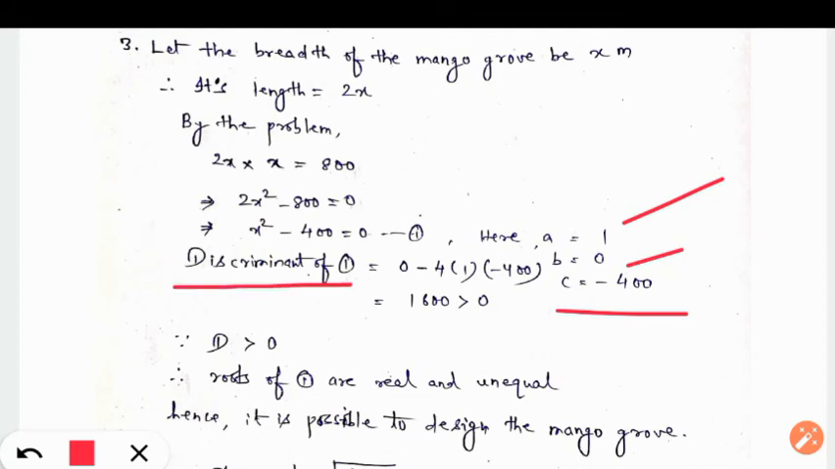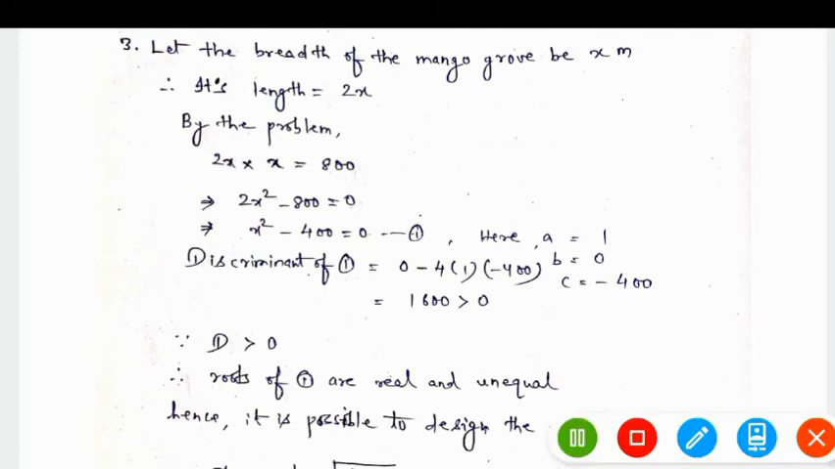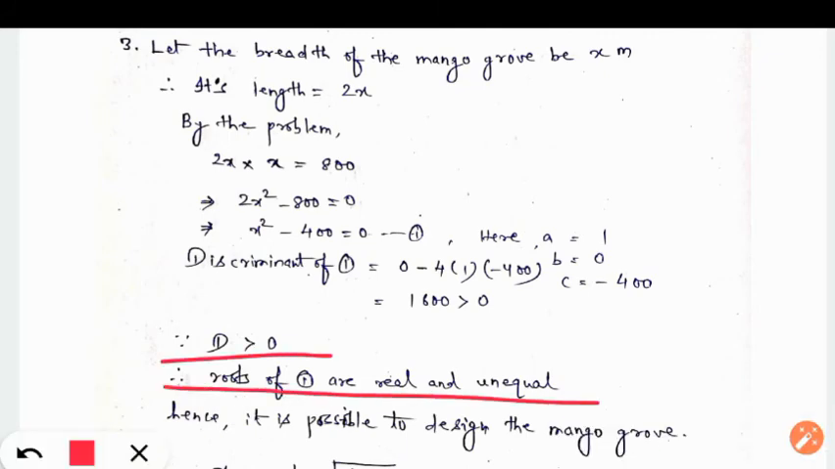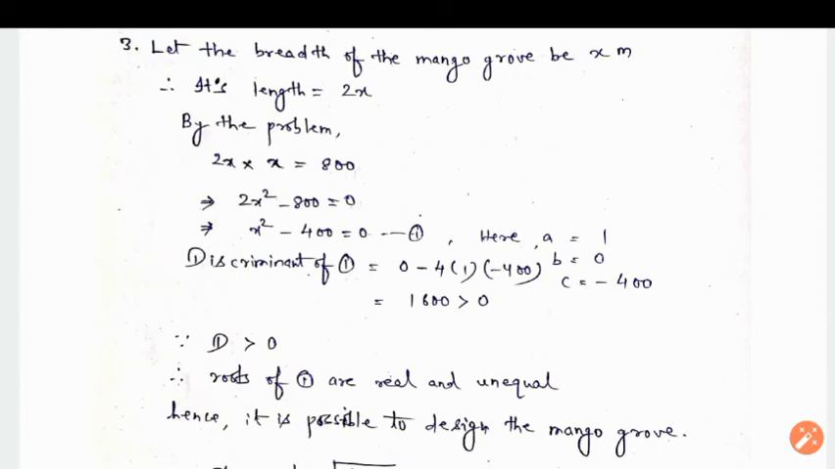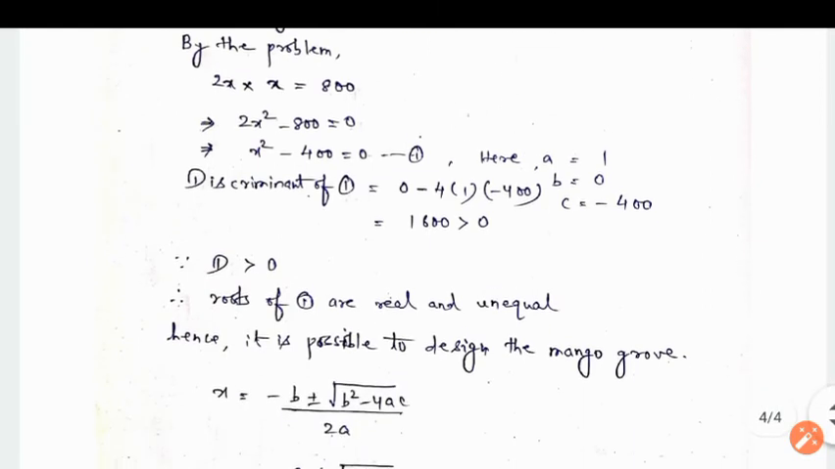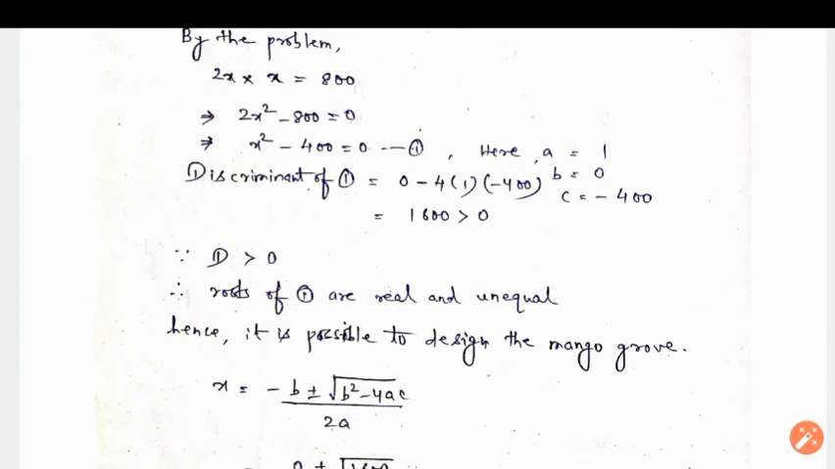Now discriminant is b square minus 4ac. So I got 1600, which is greater than 0. So since D is greater than 0, therefore roots of the equation are real and unequal, right? Since roots are real, that means it is possible to design. Since it is unequal, that means length and breadth are unequal. So we can say hence it is possible to design the mango grove.